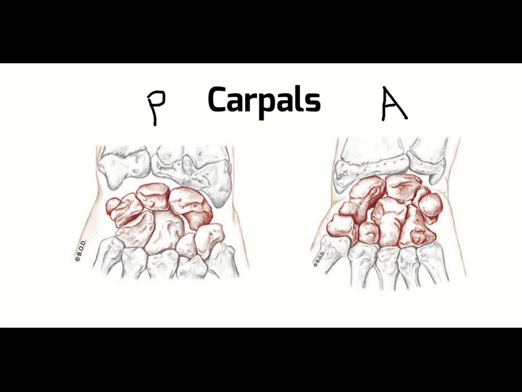Easiest place to start is to locate the scaphoid. So the scaphoid is the largest of the carpal bones, and it's always on the radial side, and it's kind of shaped like a peanut. So looking at the posterior view, here's our scaphoid, and here on the anterior view.